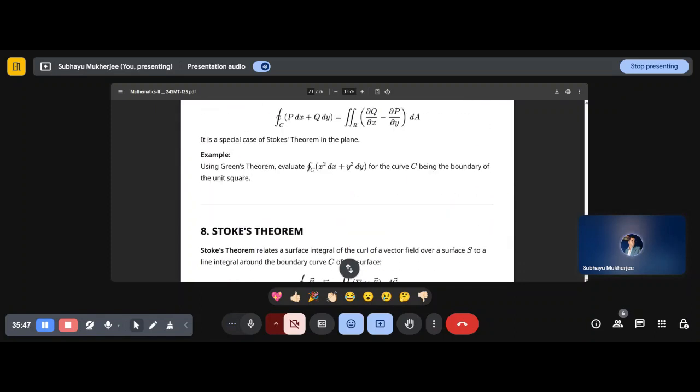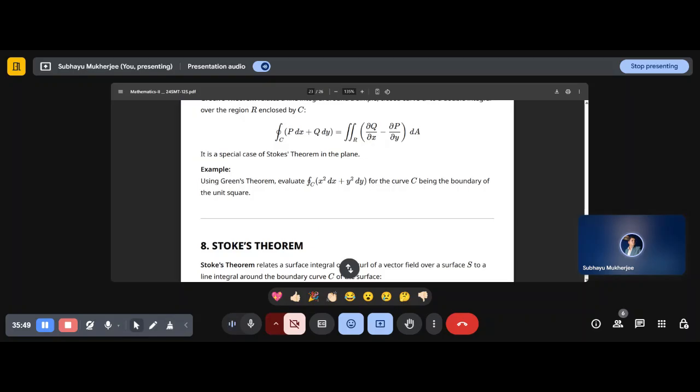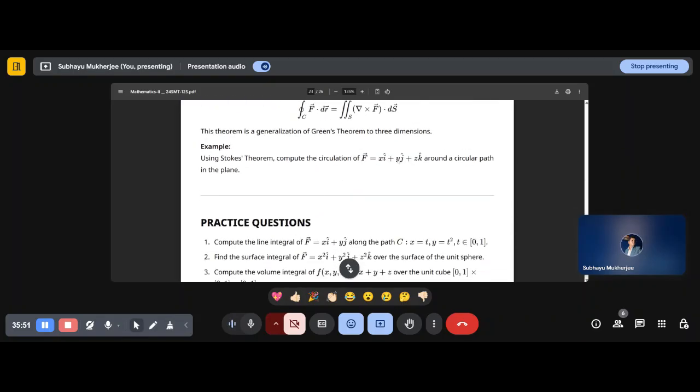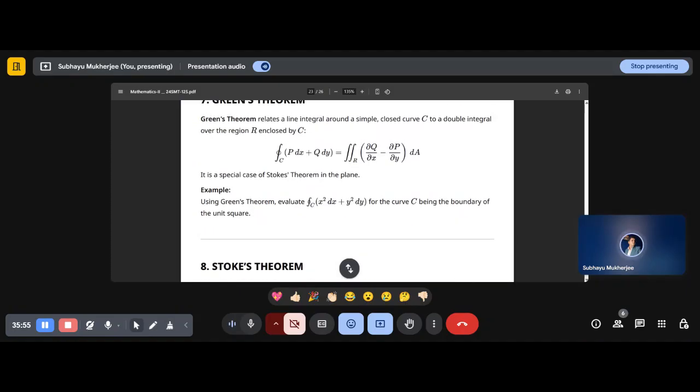Now, there isn't much to explain in these. Just see, the RHS is different. Here it is this and here it is this. In both the theorems, the RHS is different.